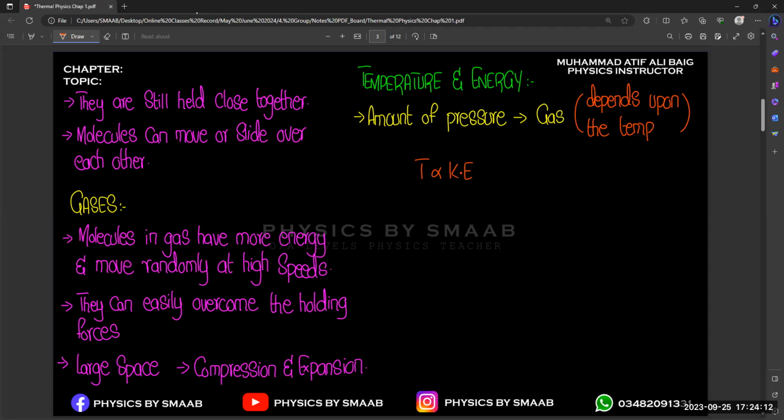So that's why temperature is directly proportional to the kinetic energy. If we increase the temperature, the kinetic energy or the movement of the gas molecules and the collisions between them will also increase, right? And if we decrease the temperature, the pressure or the kinetic energy will also decrease. We already know about this concept, right?